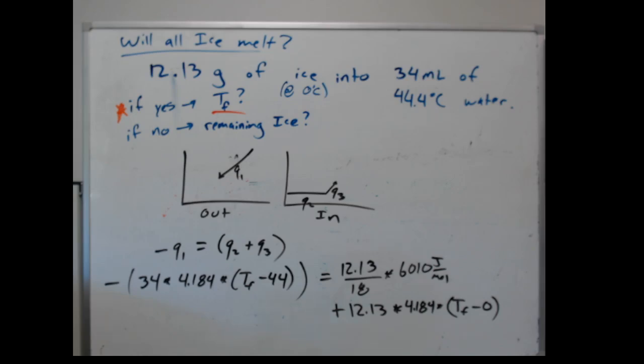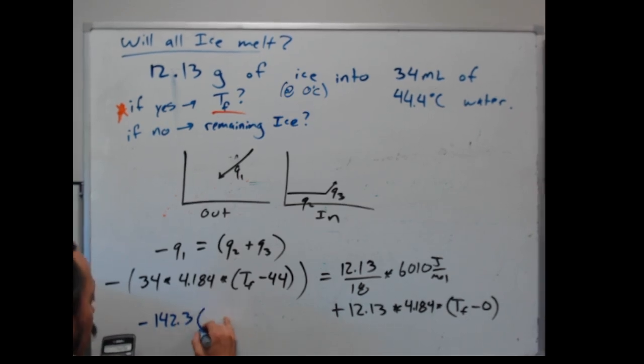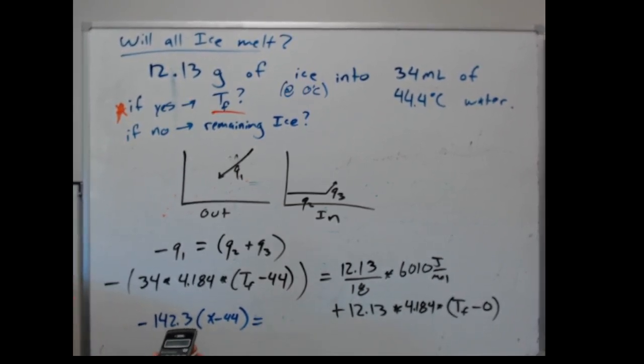So at this point, we're just doing some algebra. Not always that easy, but I'm going to set this up the way I like it. 34 times 4.184 is equal to negative 142.3 times x minus 44 is equal to 12.13 times, divide by 18 times 6010. I better get that same number. I did.